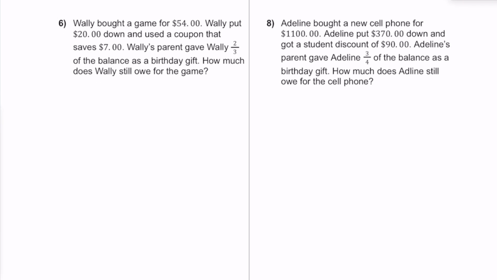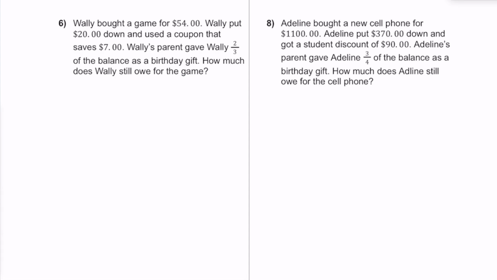For number 6, Wally is buying a game for $54. He's going to put $20 down because that's what he has for the game right now, but he also has a coupon for $7 off, so he's basically taking care of the $20 and the $7 right away. Wally's parents are going to be covering 2/3 of whatever the balance is after he pays that 20 and that 7 as a birthday gift. The question is how much does Wally still have to pay for that game, or what does he still owe?